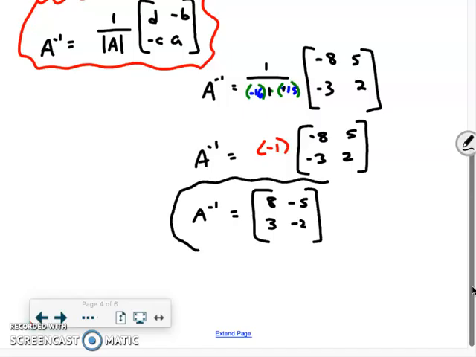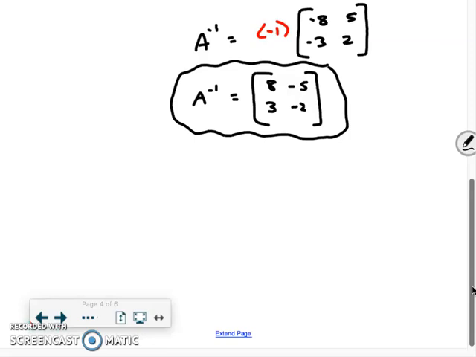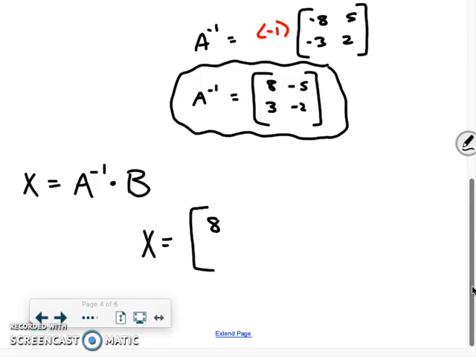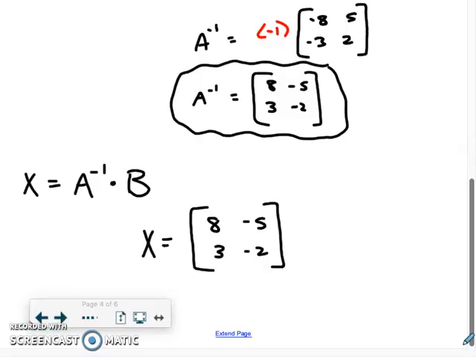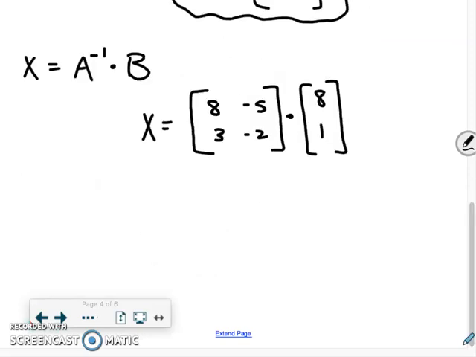So again, this is not my answer. Remember what we stated previously was that we're trying to solve for x. And we know now that A inverse times B is going to give us that value for x. So x is equal to A inverse, which is 8, negative 5, 3, negative 2, times B, which we're going to scroll back to the beginning of this problem because it's been a while since we've looked at B. Remember what B is equivalent to. It's a column matrix 8, 1. So times the column matrix 8, 1. This should help us to figure out what matrix X is equivalent to.